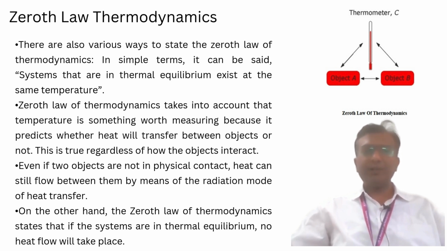From this core concept, we can draw a few key takeaways. First is no temperature difference, no heat transfer. If two objects or systems possess the same temperature, there will be no net heat transfer between them. They are already in equilibrium.